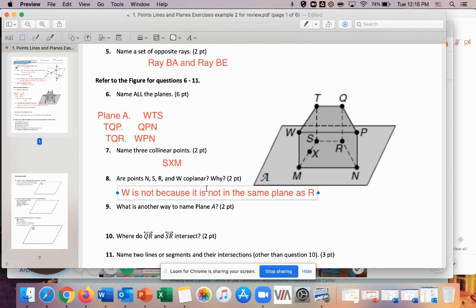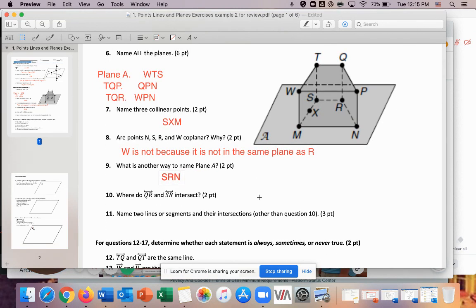What is another way to name plane A? So remember, you can name a plane based on 3 non-collinear points on that plane. So I would say you could name it SRN. So I don't think that's a bad idea.